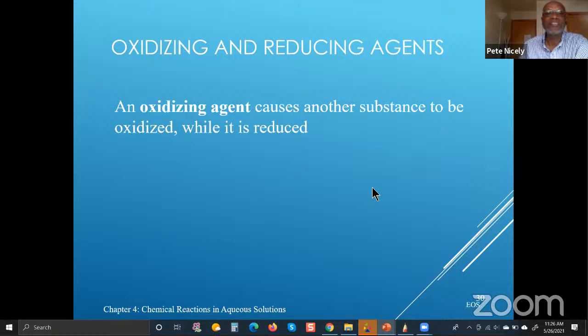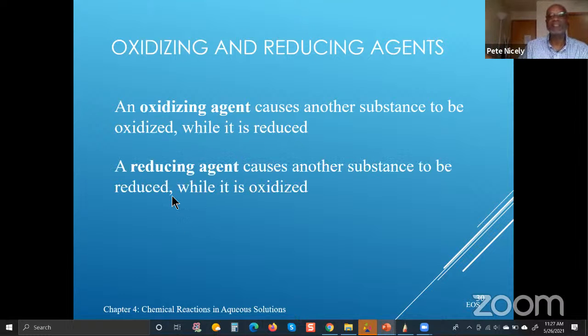Okay, some other definitions that we need to cover. Very simple, an oxidizing agent causes another substance to be oxidized while it is reduced. And the reducing agent is basically the opposite. It causes another substance to be reduced while it is being oxidized. So basically, in a redox reaction, the oxidizing agent is undergoing reduction, the reducing agent is undergoing oxidation.